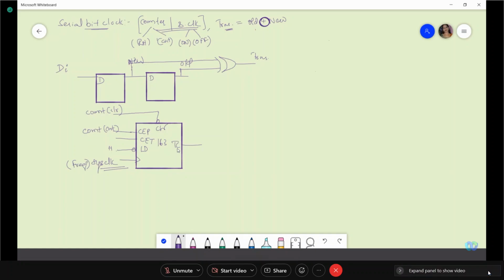Okay, and what are the outputs apart from this terminal count? This is a 4-bit counter. You will be getting a count operation, and this is terminal count. So C0, C1, C2, C3. It's 4-bit count. Okay. These are all outputs.